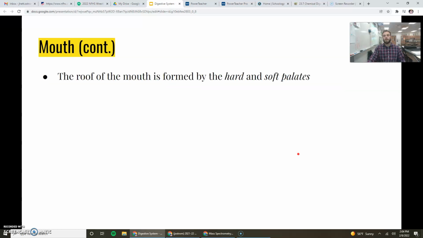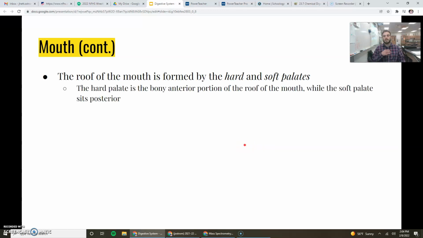So the roof of your mouth is formed by the hard and soft palates. And so if you feel the top of your mouth, the anterior portion is very, very solid. And that is going to make up the hard palate, while if you go posterior, you're going to feel where it's no longer solid. It's going to be very, very soft. That's going to be the soft palate.